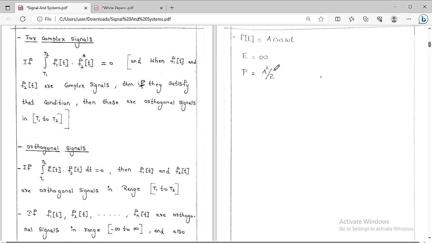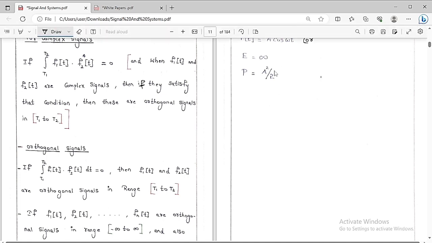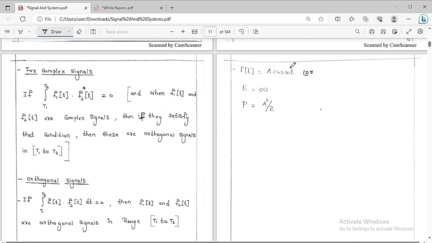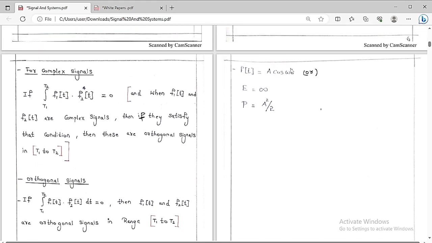So I can keep it here, and now I can write like this, A cos omega t or A sin omega t. Definitely we can say all these are periodic signals, and all the periodic signals are power signals. So the energy is equal to infinity and power is equal to RMS value whole square. RMS value is A by root 2, so squaring that we get A square by 2. These formulas we definitely have to remember in order to solve the numericals. These concepts you always have to keep in your mind.